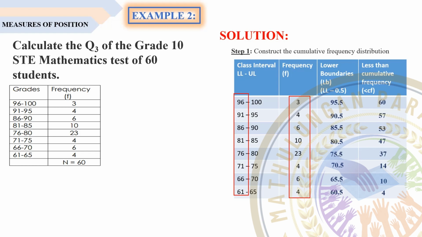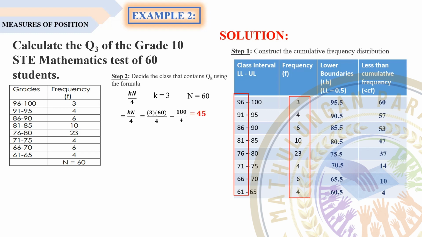Now, let us move to our step 2 kapag natapos na yung ating cumulative frequency distribution, which is decide the class that contains Q sub k using the formula kn all over 4. Okay, ang k naman natin this time, since quartile 3 ang hinahanap natin, ang value ng k natin ay 3 at ang value ng n pa rin natin ay 60 dahil ang total na frequency natin ay 60. Now, i-substitute natin sa ating equation, which is kn all over 4. So, 3 times 60 divided by 4. So, 3 times 60, that is 180 divided by 4. 180 divided by 4 is equal to 45.